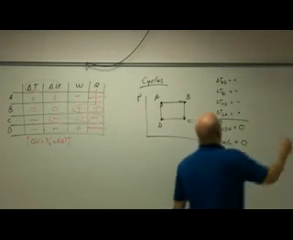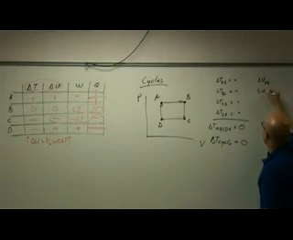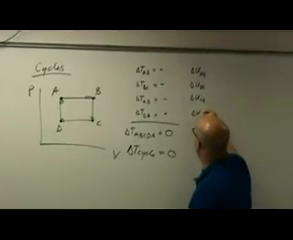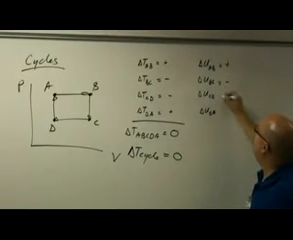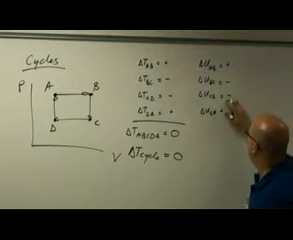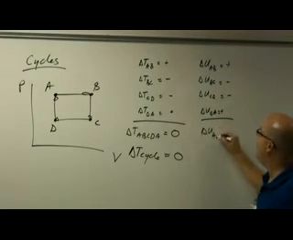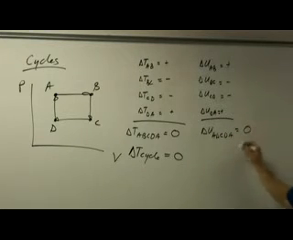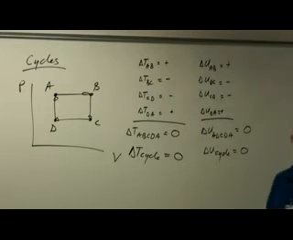Now, that means that we have a delta U AB. We have a delta U BC. We have a delta U CD, and we have a delta U DA. And this one's positive, and this one's negative, and this one's negative, and this one's positive. But for the entire process, A, B, C, D, back to A, it's always going to add up to 0. Delta U for the cycle is always 0.